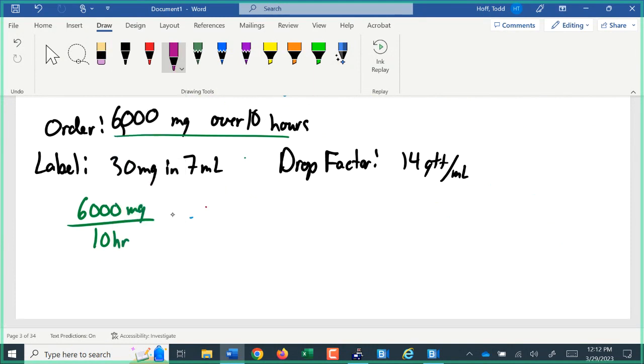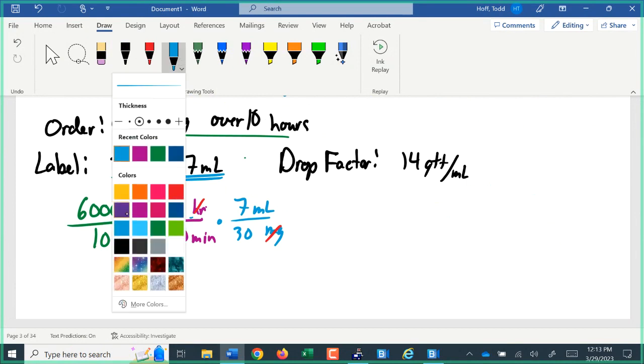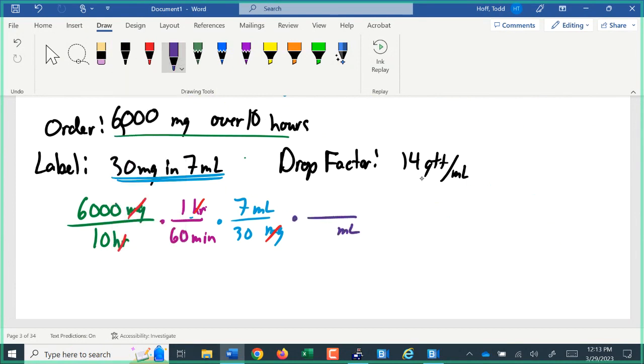Next, we'll look at getting rid of the hours. Hours are on bottom, so put hours on top. 1 hour is 60 minutes. Hours are gone again. Let's get rid of milligrams. Milligrams on bottom. 30 milligrams in 7 milliliters. Milligrams are gone. Now we still need to get rid of the milliliters. 14 drops is 1 milliliter, so 1 milliliter is 14 drops. Milliliters are gone. We are now in drops per minute. I didn't specify that, but that is what we want our answer in, drops per minute.